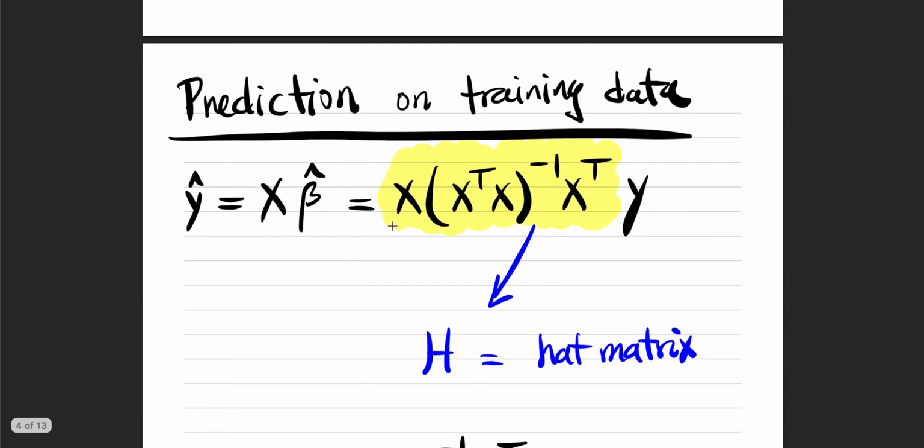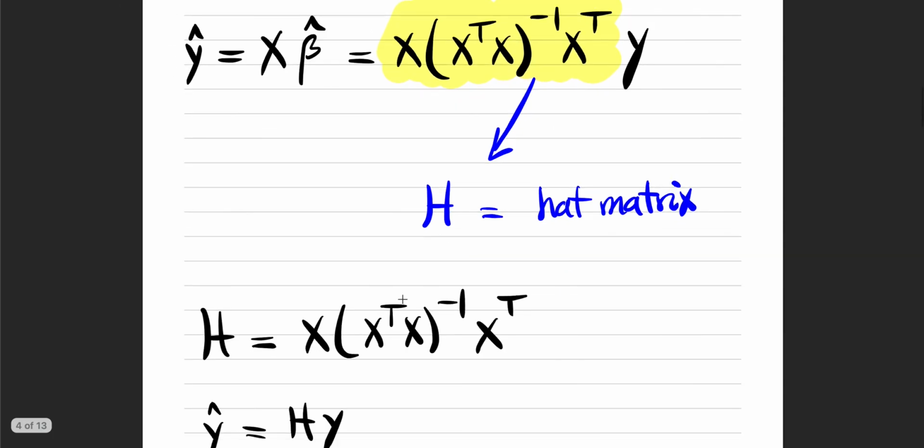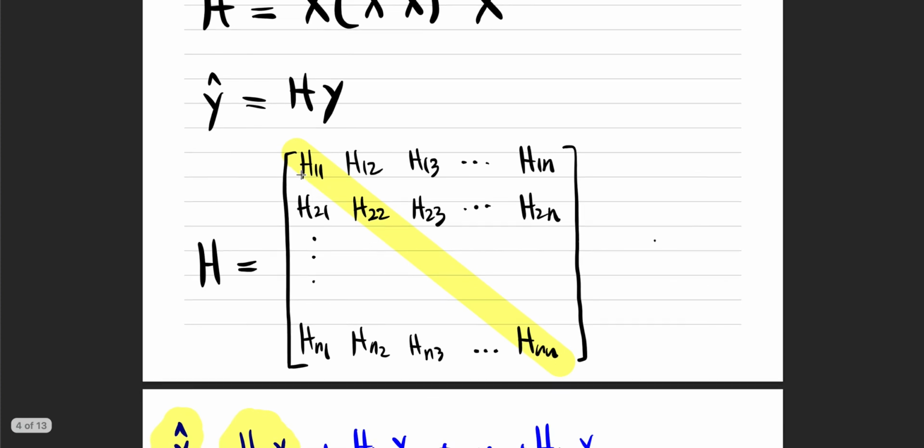Now, if we want to create a prediction, we multiply beta hat by X. We get X times (X transpose X) inverse X transpose. This is our hat matrix. And the diagonal elements play a key role in finding the studentized residuals, which allows us to find outliers. It also plays a role in finding high leverage points.